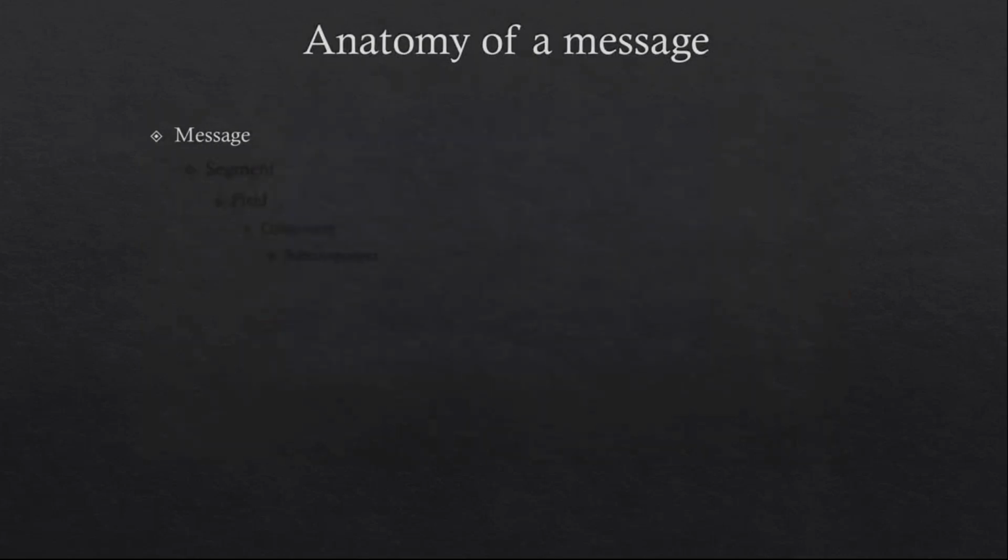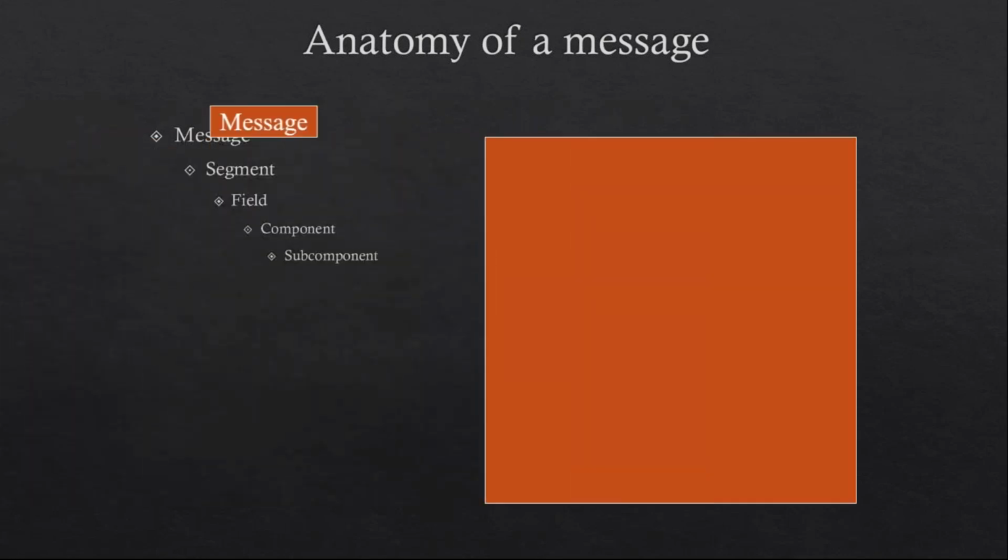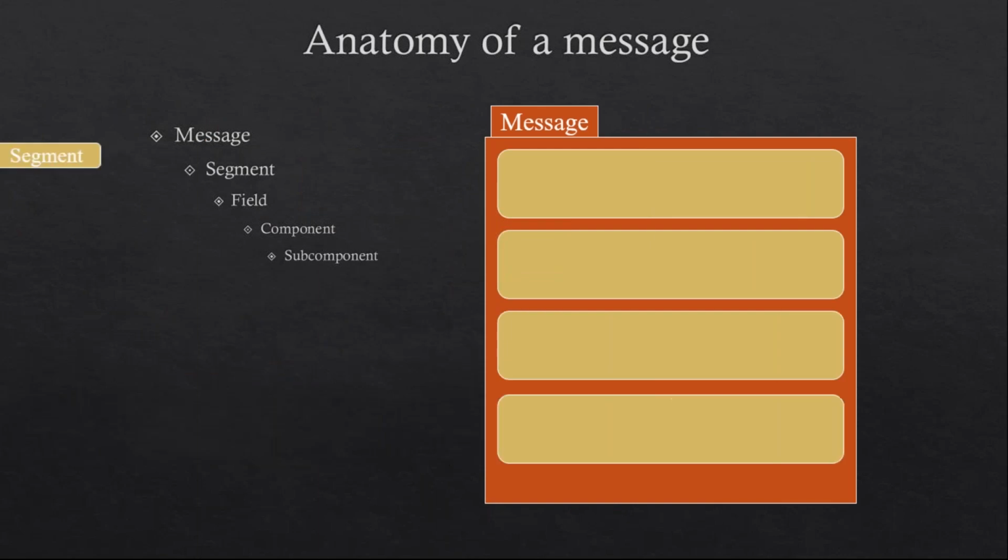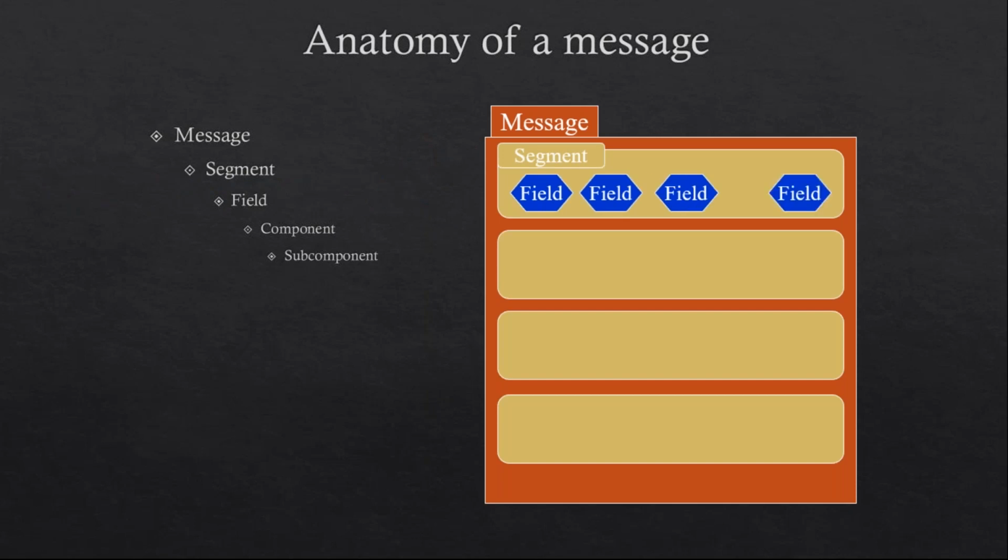If you look at the anatomy of the HL7 message, each message has one to many segments, and each segment is divided into fields. Each field is divided into components, and each component is divided into subcomponents. If we compare with the previous example about the rack and the compartments within the rack, each segment can be compared to one rack and each field can be compared to one compartment.